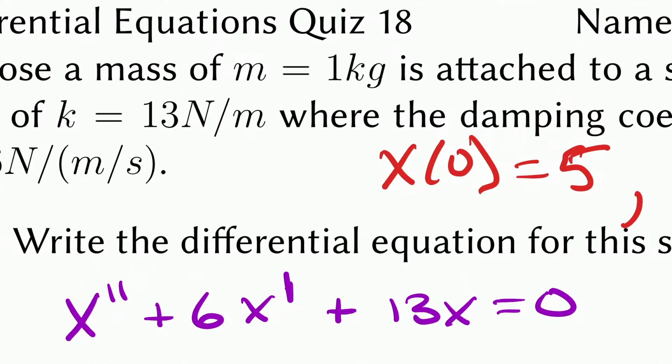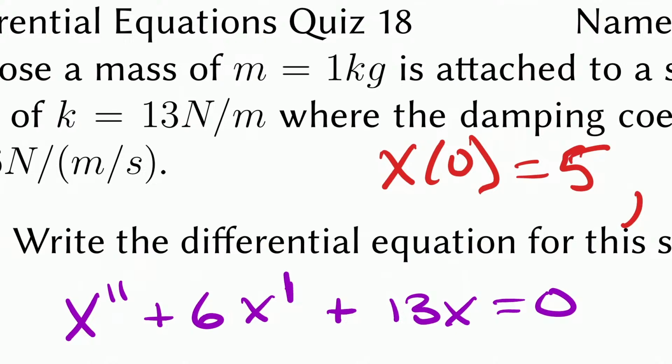So let's see, the mass is 1 kilogram, so that's 1 times x double prime. 6 is the damping coefficient, so 6 times x prime. And then 13 times x, 13 is the spring constant. So hopefully you have that as your differential equation. Very nice. Then we're going to solve this.